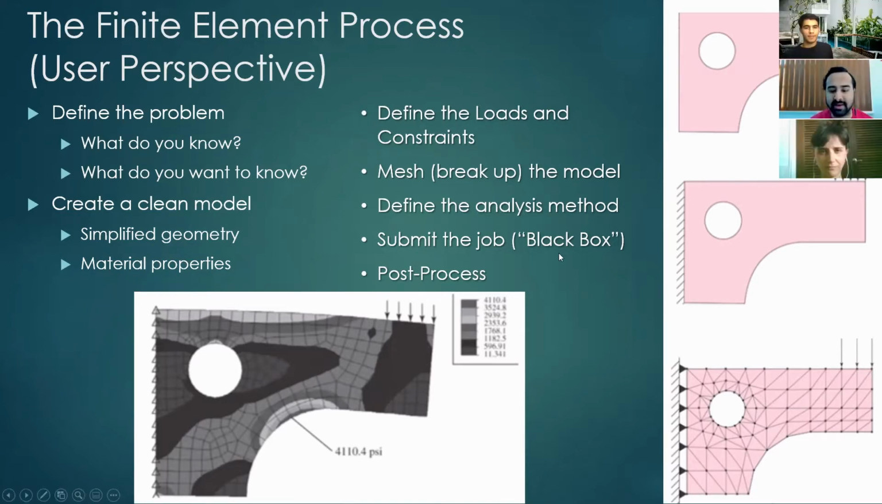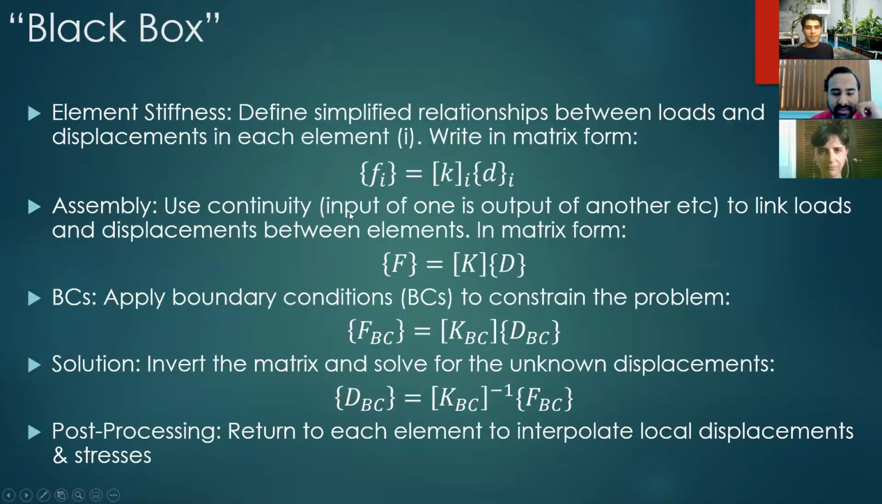Now, what I mentioned back here is this black box. What is this black box? The equation you want to write is the force is equal to your stiffness matrix times your displacements for each of the little elements that you're trying to solve for. And you need to know the continuity. So the output of one is the input of the other. You're going to link the loads and displacements of each element to the next. And so when one part gets stretched, the other part moves with it, and that moves the part that's connected to it, and so on and so forth.